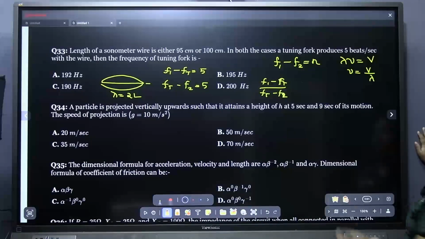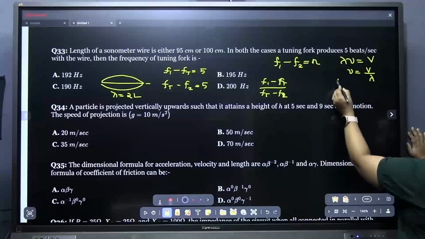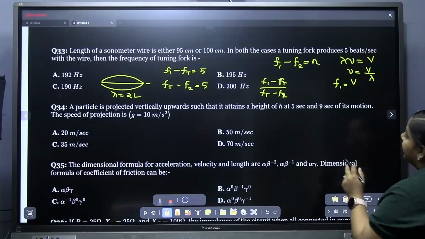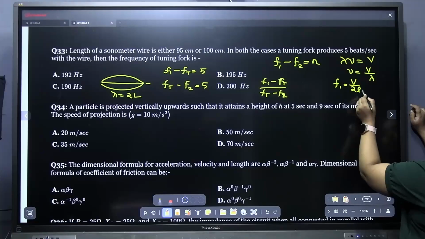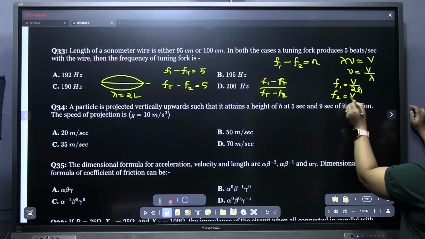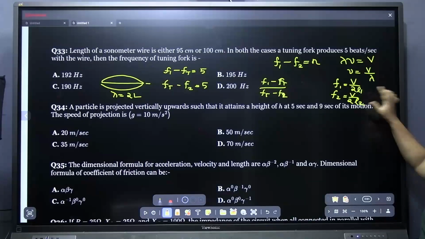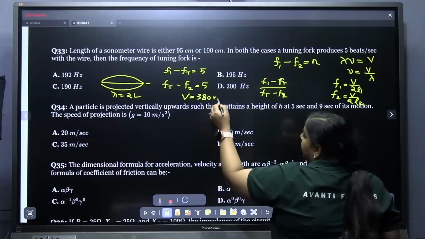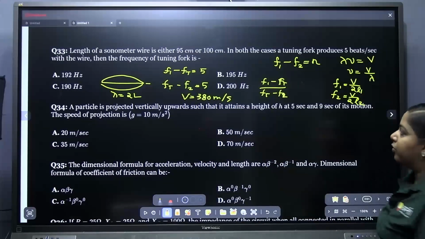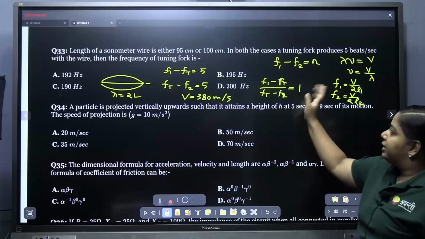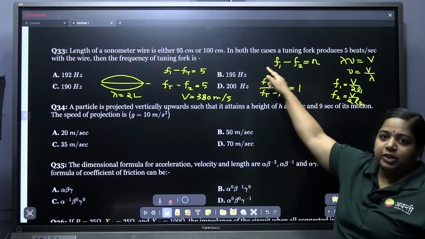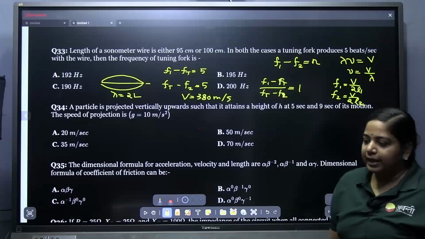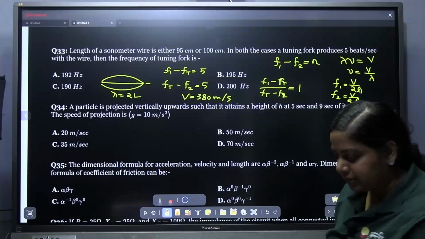Then the frequency for whichever wire length we are taking: frequency of one will be the velocity of sound divided by lambda, that is v by 2 L1. F2 is equal to v by 2 L2. The lengths are given. For v you have to assume v is equal to 380 meter per second. That one you have to assume. This ratio you will get as 1. Substitute F1 and F2 in this, L1 and L2 are given. You can find the frequency of the tuning fork, Ft. That is the method to solve this.